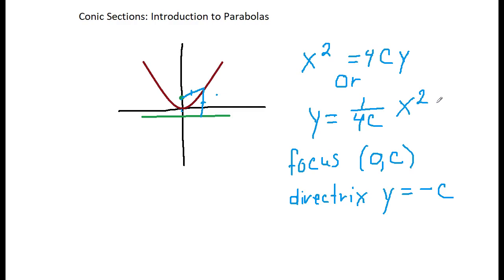Now, since the x and y have switched on a parabola that opens sideways, the focus would be at (c, 0), because it would be an x coordinate, and the directrix would be the line x equals negative c. We're going to use that information in some future videos to find equations and maybe draw some graphs.